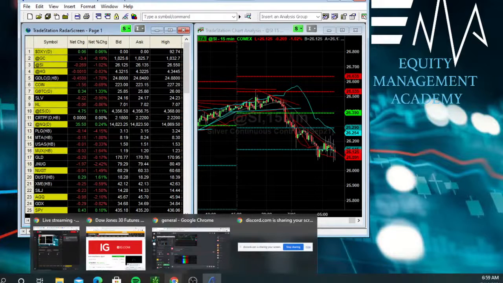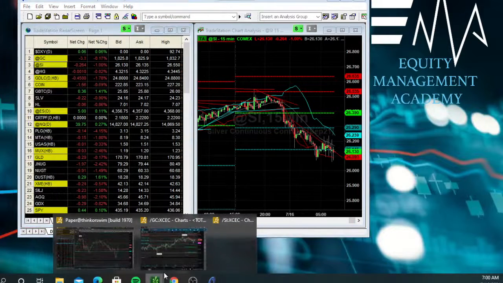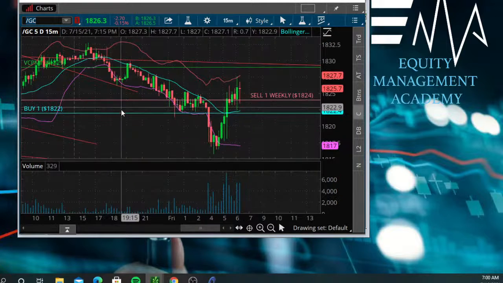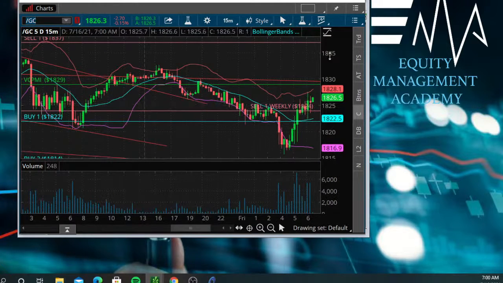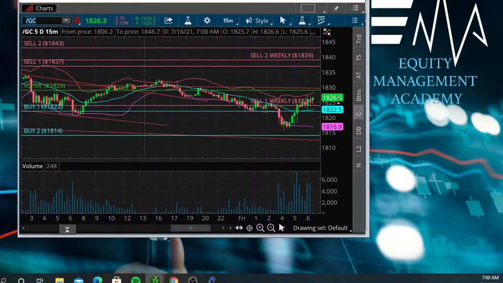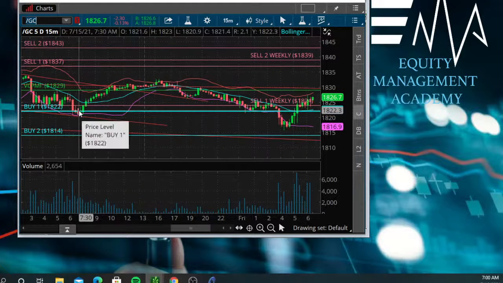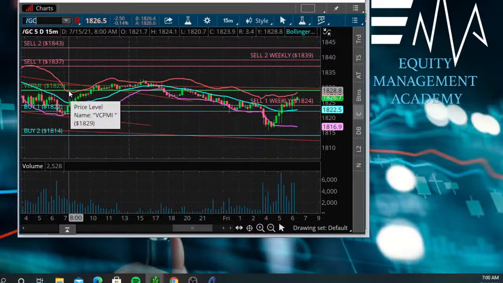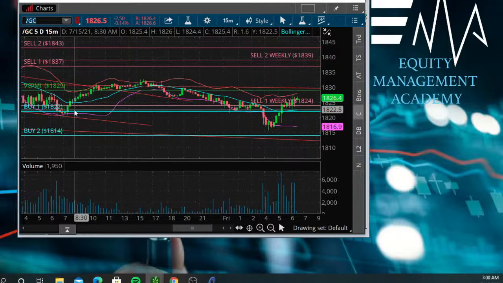If we focus here on trading today, let's take a look and see where the market is in relation to the daily pivot points, the Fibonacci pivot points that we use to identify the probability factor. As you can see on the left, we're looking at 1829 for the average today. The buy one level on the daily for day traders is 1822 to 1814.